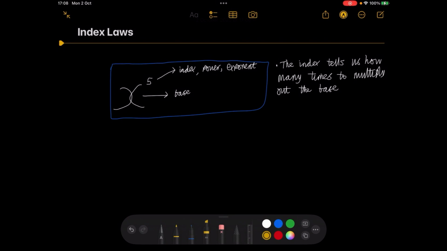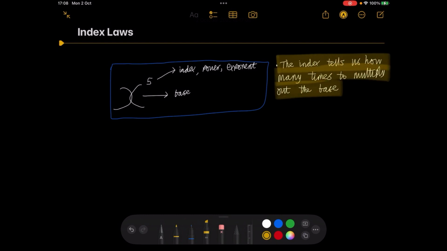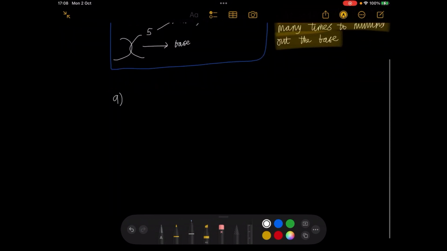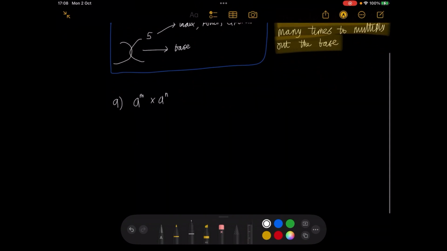And then this definition is important because it's going to help us to prove some of the index laws that we're going to come across. So the first index law I want to have a look at is, we have some number a to the power of some index m, multiplied by the same number a to the power of another index n. Using the definition here, we can write out all of the times that we multiply it. Obviously we don't know exactly how many, it's just n times, but we can write that.